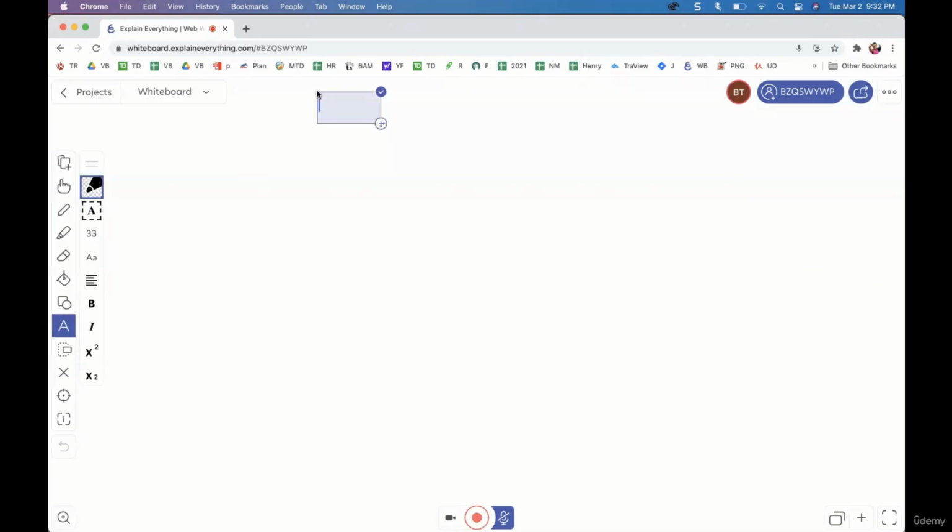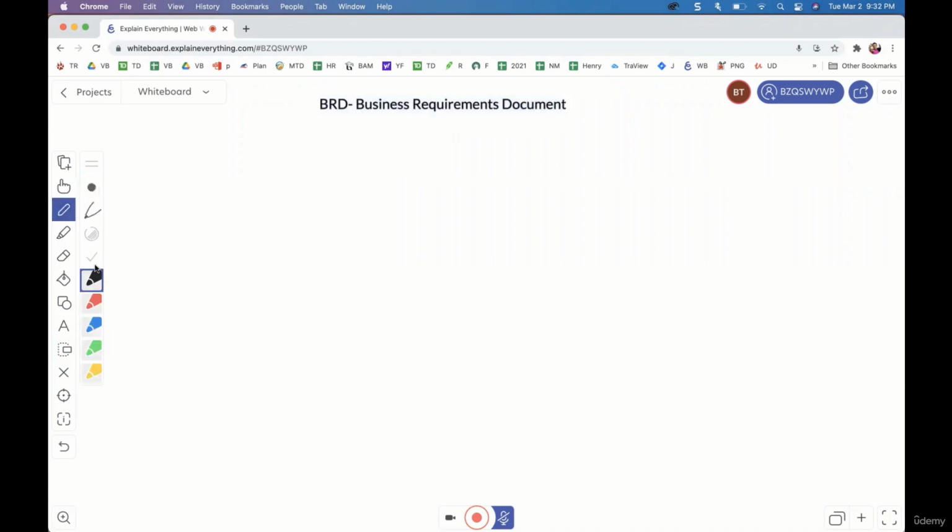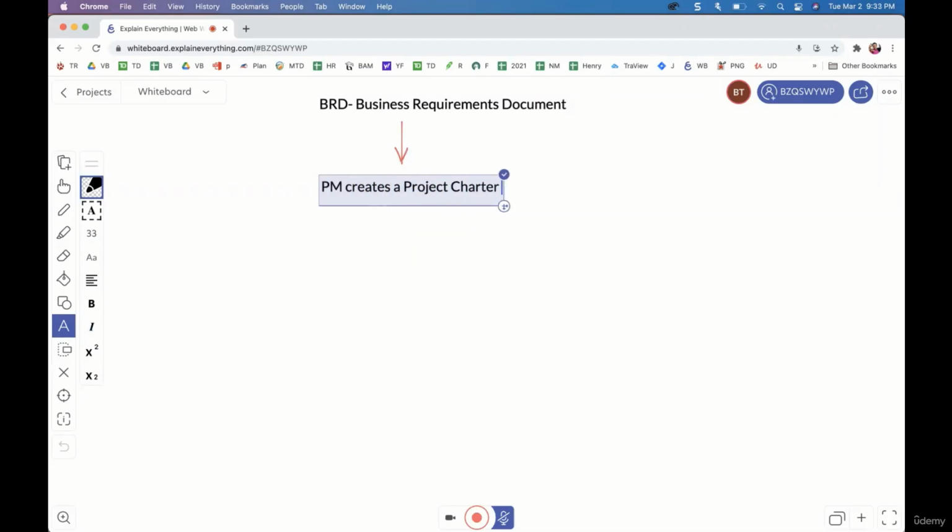So the very first thing we want to do is define the scope of the project. So the goal is we end up creating a business requirements document. Once the scope of the project is defined, the next thing that happens is the project manager creates a project charter. And this charter talks about the time as well as the budget to complete the project.